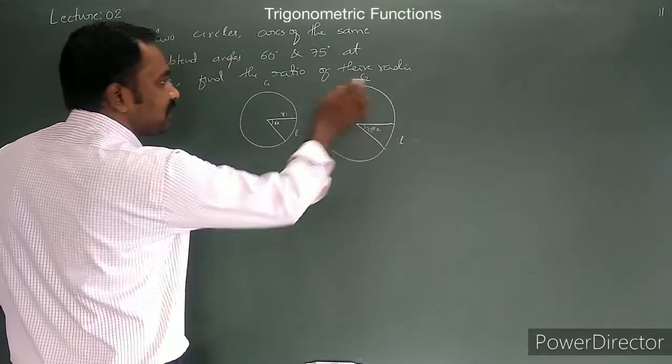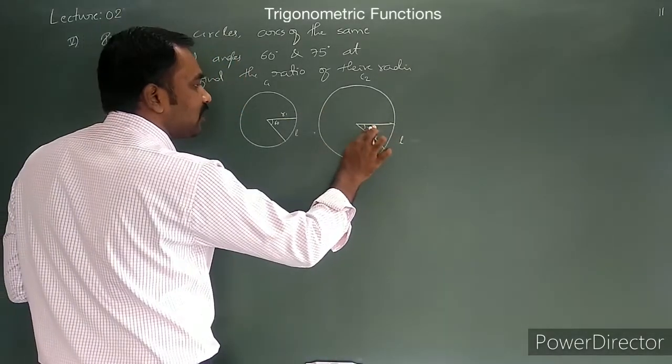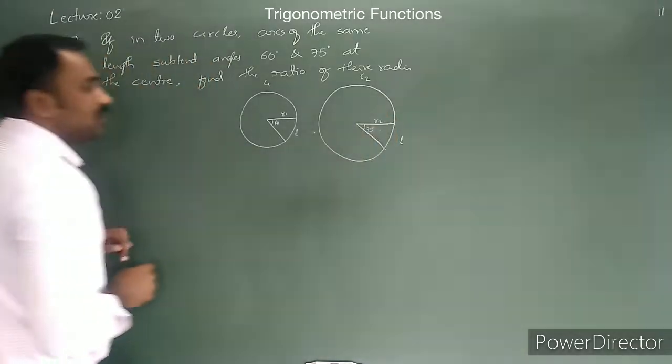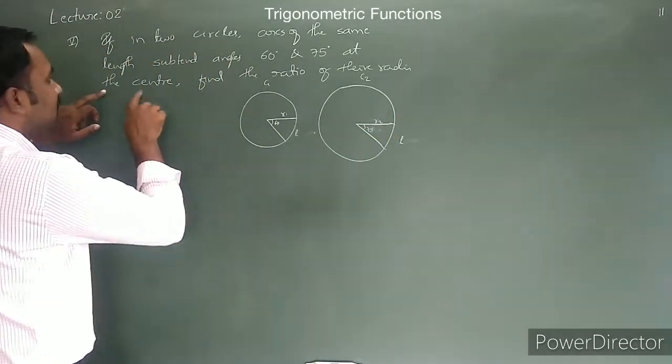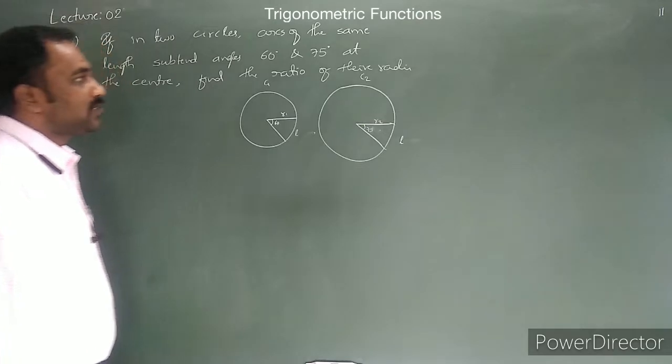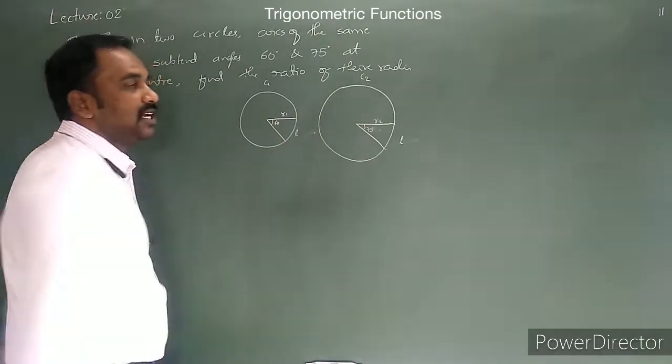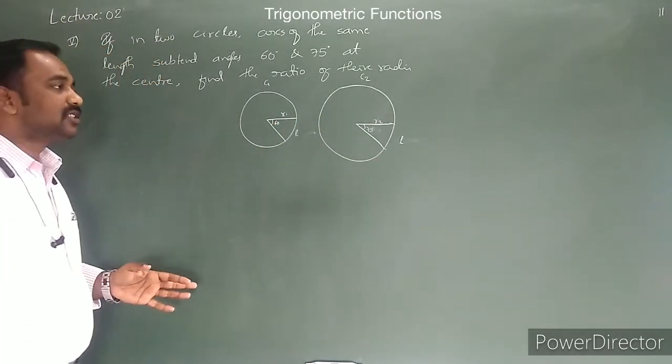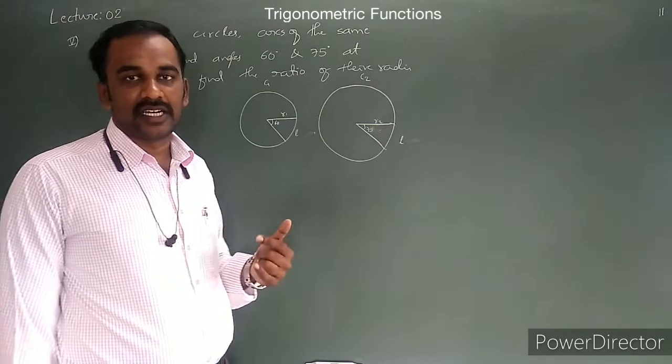So the reason here is that the difference is in the R1 angles. Okay, next one. What we need to find? Find the ratio of their radii. In which ratio are the radii of the circles?